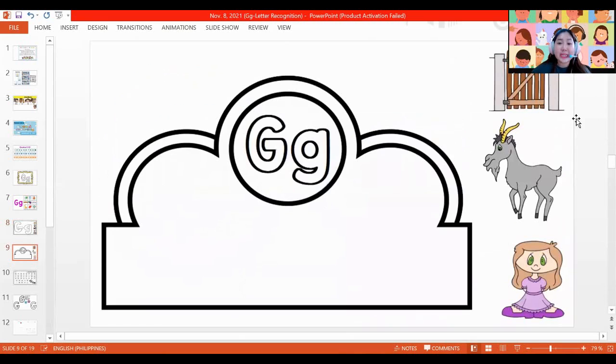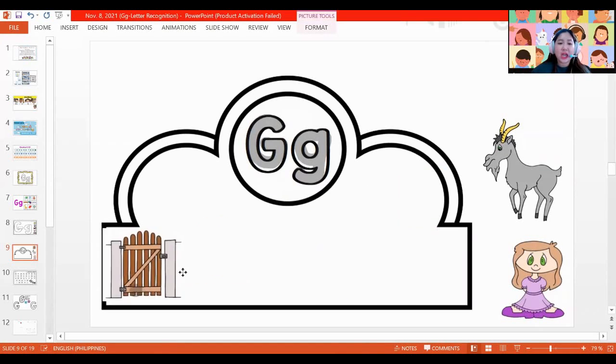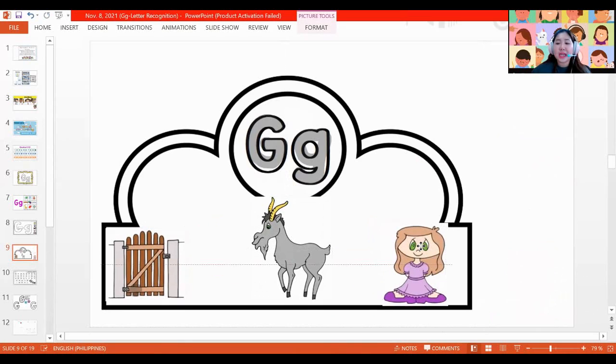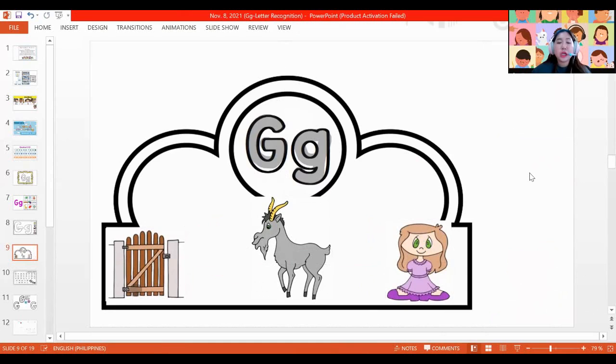Now, let's proceed to our letter G hat. So we have to first trace the capital and the lowercase letter G, and we will paste the pictures that start with the letter G, just like G is for gate, G is for goat, and G is for girl. So all three pictures begin with the letter G.